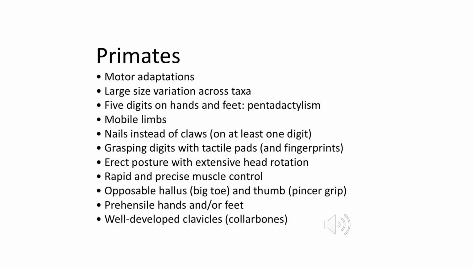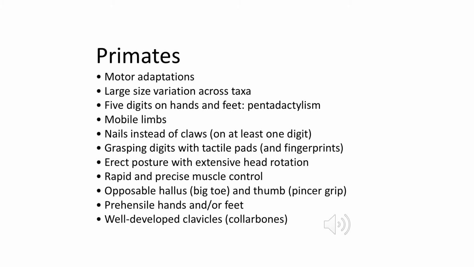We have rapid and precise muscle control, and that helps us grab things quickly. If we're a little insect eater, it helps us reach out and grab that bug and eat it. We have an opposable hallux, or big toe, and thumb. Humans don't really use that opposable hallux, but you can see this happening in many of our arboreal or tree-living primates, where they also have that opposable big toe and thumb, and that gives us that pincer grip, right? That's an important grip for us to be able to manipulate our environment.